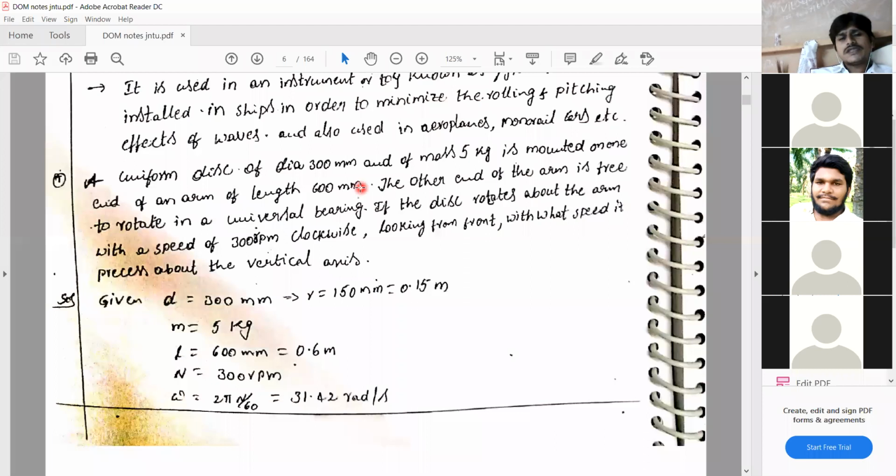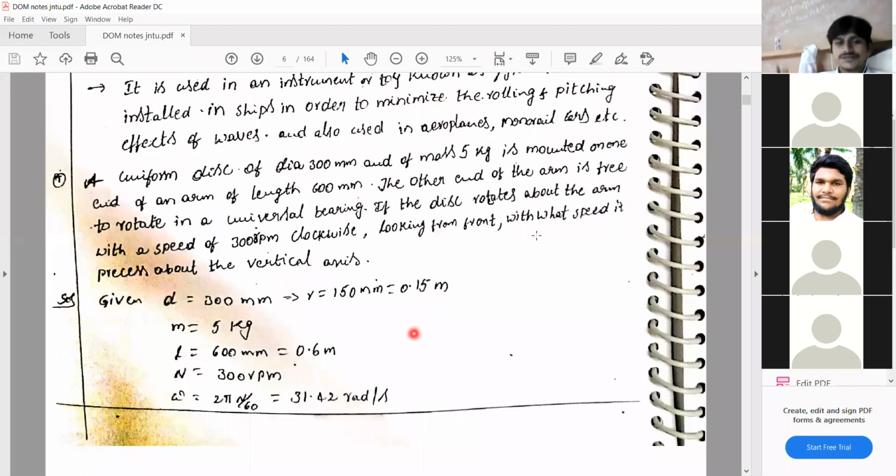Here the problem is there. A uniform disc of diameter 300 mm and mass 5 kg is mounted on one end of an arm of length 600 mm, and the other end of the arm is free to rotate in a universal bearing. If the disc rotates about the arm with a speed of 300 rpm clockwise, looking from the front, at what speed does it precess about the vertical axis?